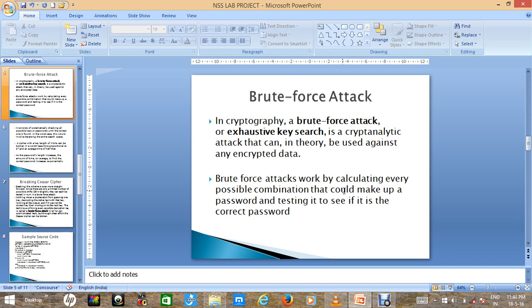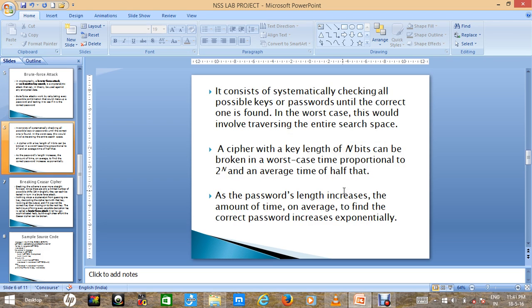And brute force attack is basically an exhaustive key search, a cryptanalytic attack that can be used in theory against encrypted data. Basically, it is used to hack the encrypted data and get sensitive information. Brute force attacks work by calculating every possible combination that could make up a password and testing it to see if it is the correct password. So it basically consists of systematically checking all possible keys and passwords, and it calculates the worst case and best case, and the complexity of the password.